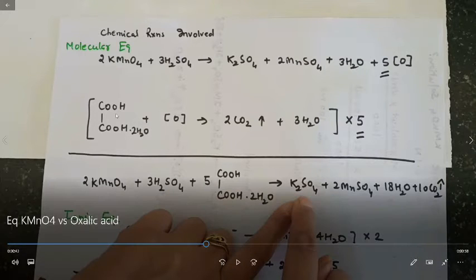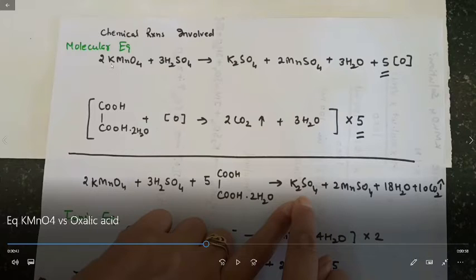And this oxygen, on reaction with oxalic acid, oxidizes it to carbon dioxide and produces carbon dioxide plus water, right? So why have we multiplied this by 5? Since 5 oxygen is produced in the previous equation, we have to multiply this equation by 5 to balance these two equations.